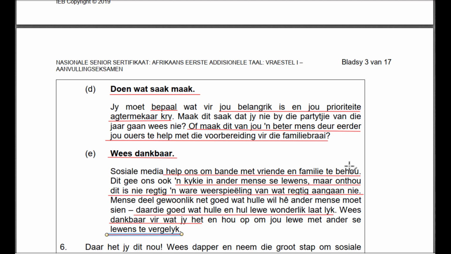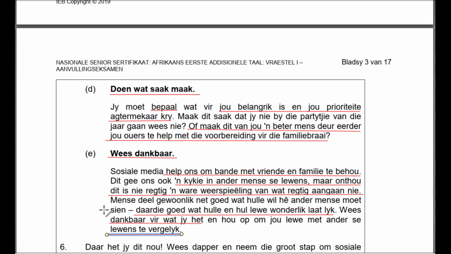That's also true. Maar onthou, dit is nie regtig 'n ware weerspieëling van wat regtig aangaan nie. Remember, social media is not a true reflection. Weerspieëling, that's a reflection. It's not a true reflection of what's really going on. Mense deel gewoonlik net goed wat hulle wil hê ander mense moet sien. People only share things that they want other people to see.